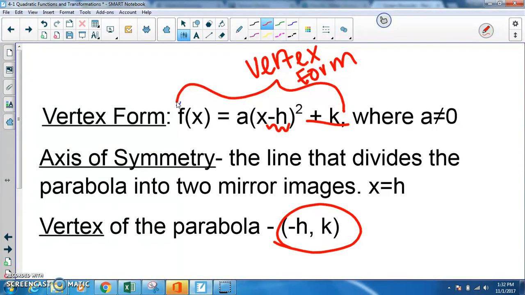And our axis of symmetry is the line that divides the parabola into two mirror images. Our axis of symmetry is x is equal to the opposite of h because we have to take the opposite of the inside.